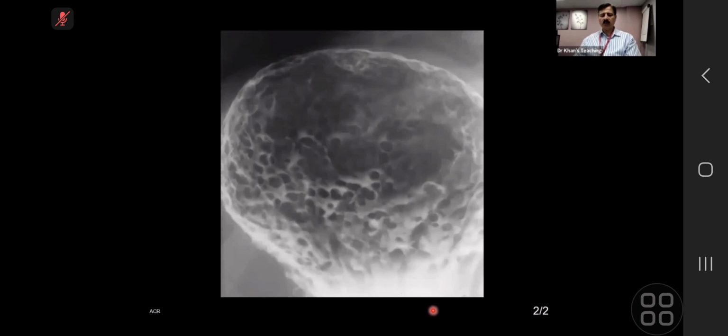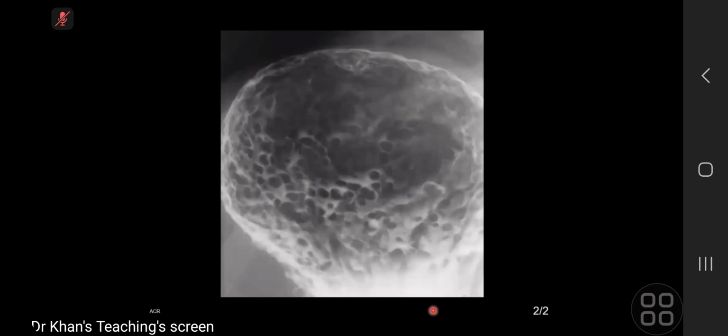So how do you explain this finding? Okay. So I can see there are multiple filling defects noted, along with the contrast surrounding them. So in the stomach as well, along with the colon. So that's the polyposis syndrome again.